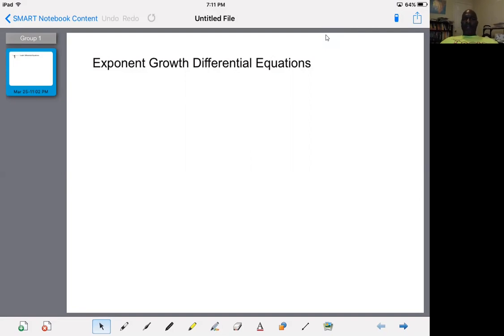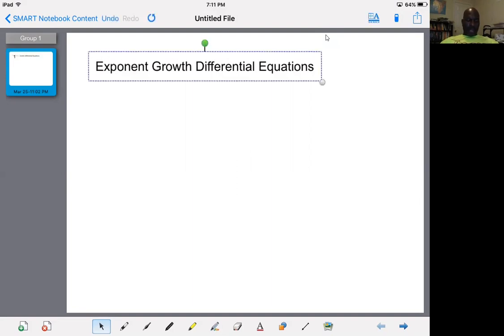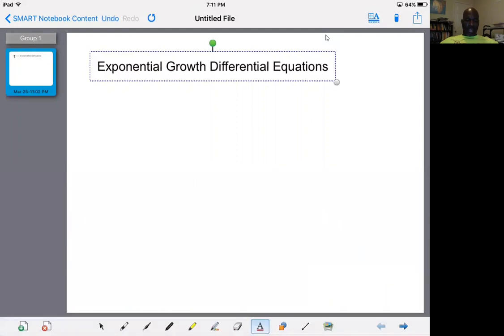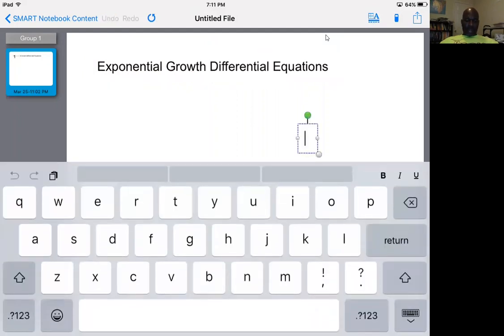But anyway, what we're dealing with, and I just noticed a typo here, is exponential growth differential equations. That's exponential growth differential equations.